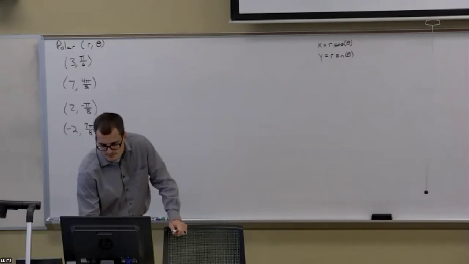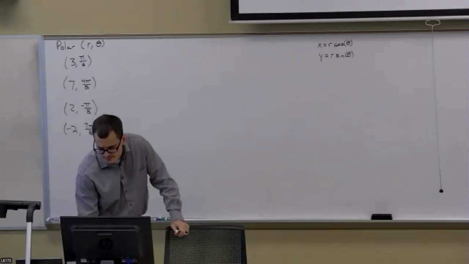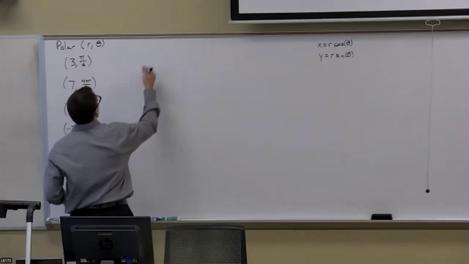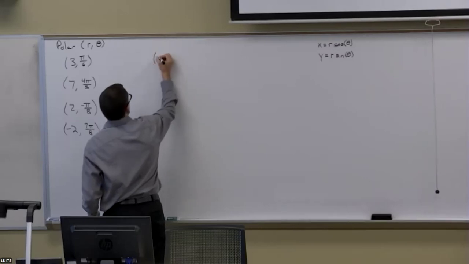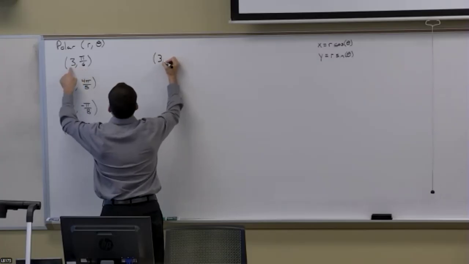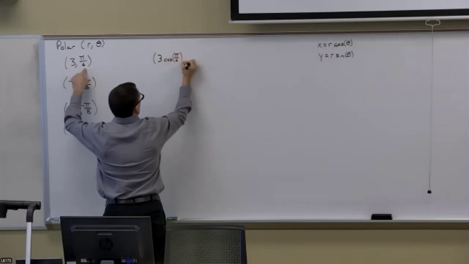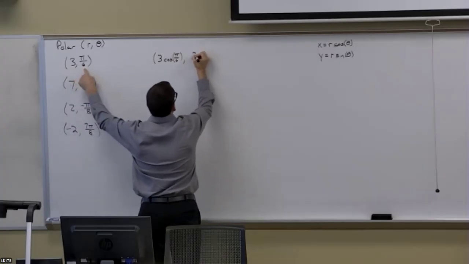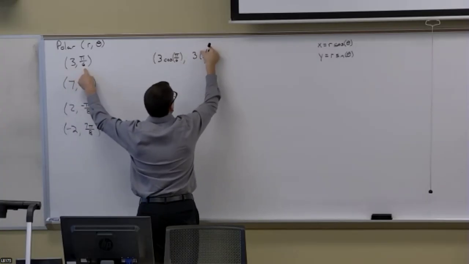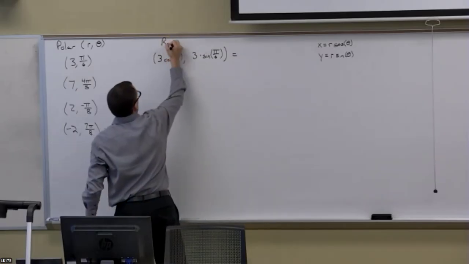All right. So there they are. And so the rectangular coordinates here for 3, comma, pi over 6 are going to be whatever we get when we take 3 times cosine of pi over 6. That'll be my x coordinate. My y coordinate will be 3 times sine of pi over 6. Let me write it this way. So this is going to be our rectangular coordinates.